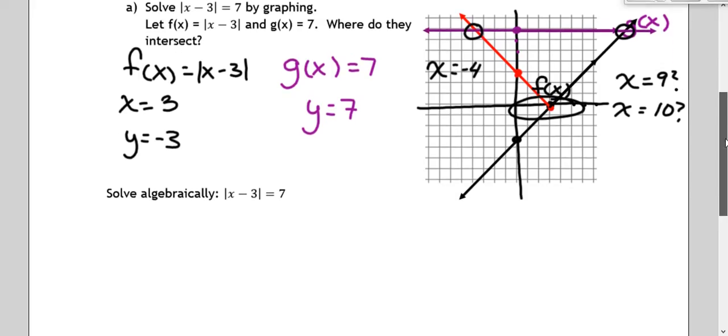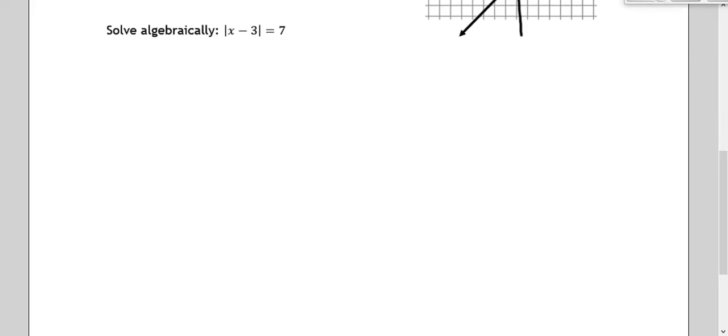So let's prove our solutions algebraically. The way I like to set this up, and this one's really nice, it's already set up so that the absolute value is isolated. So I like to say, okay, I'm going to do my positive one first, and I write out what that looks like. And then over on the right, I set up my negative one.